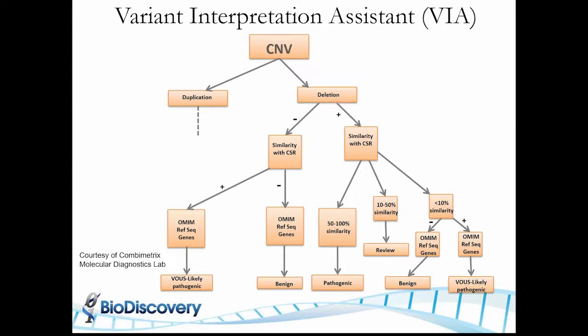Talking about the VIA, or the Variant Interpretation Assistant, this is courtesy of our customers at Affymetrix Molecular. Basically, you define how in your organization you interpret CNVs. So you could say, well, we first look if it's a duplication or a deletion. If it's a deletion, then we look at if it's a clinically significant region. If it is, then we look at how similar that is. So this is one way that Combi, for example, decides to do that.